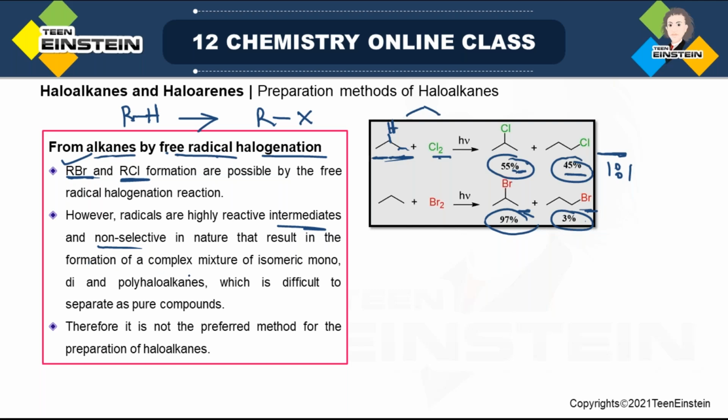Okay, so it will basically form a complex mixture of isomers, not just monochloro. See, with monochloro you are getting two types of isomer. Now there may be dichloro substitution, then polychloro substitution, polyhalo in general if we say. So it is really very difficult to separate these pure compounds. So that is the reason it is not a very preferred method if you want to make haloalkanes.